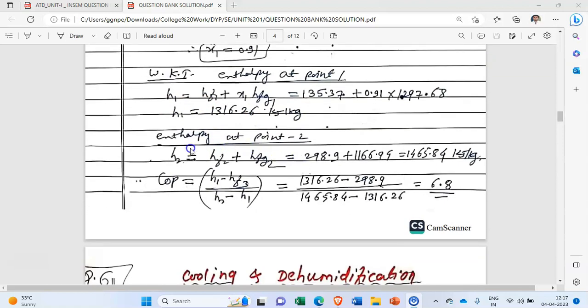Now let us calculate the enthalpy at point 2. That is also not given in the question. H2 is nothing but HF2 plus HFG2. Here x is absent, otherwise this formula is similar to H1. So just put the values: HF2 298.9 plus 1166.94 is equal to 1465.84 kilojoule per kg. Once you get the values of H1 and H2, the remaining thing is very easy.